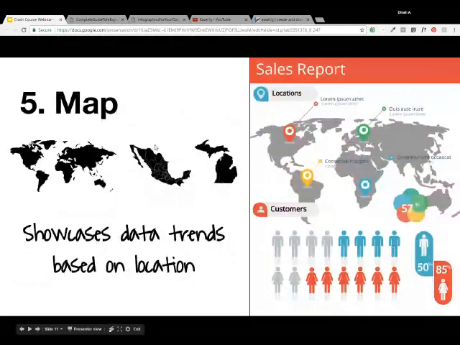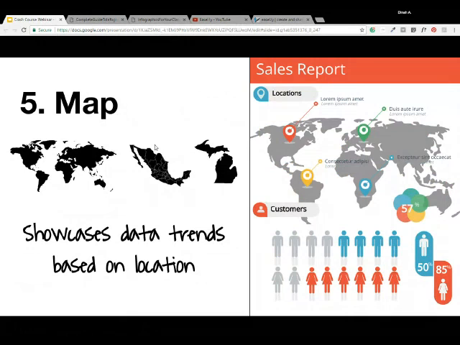Okay, now this is a map. So the map infographic is going to showcase data trends based on location, geography. Great if you have demographic information that you're looking to showcase. It's great if you're looking to showcase maybe any sales data or business data tied to a given location. These types of things are great for internal presentations or internal communications that you may have within a business, but also for external purposes.